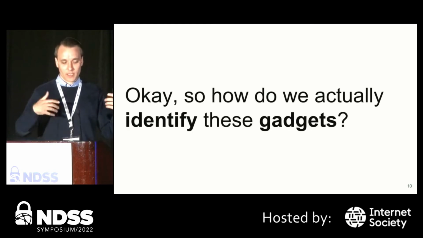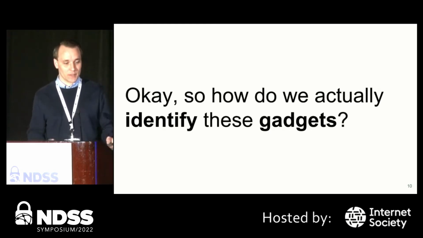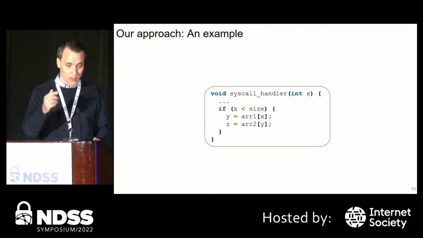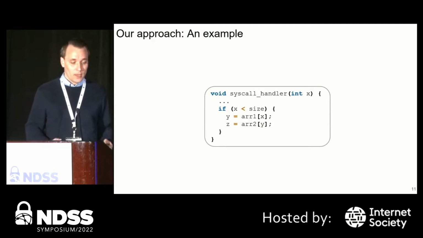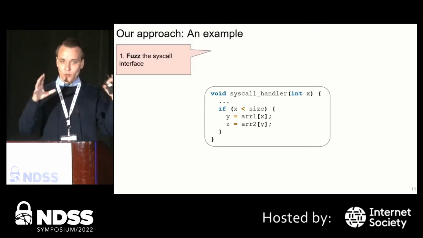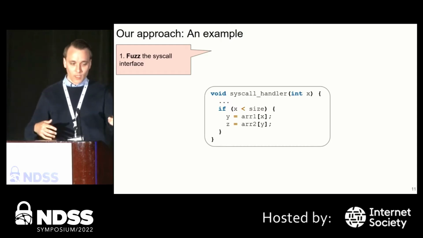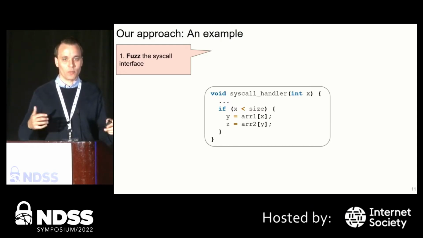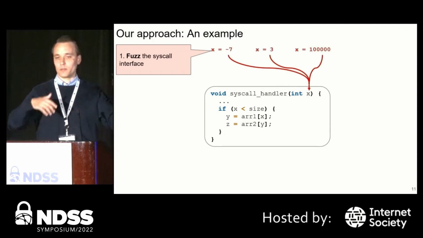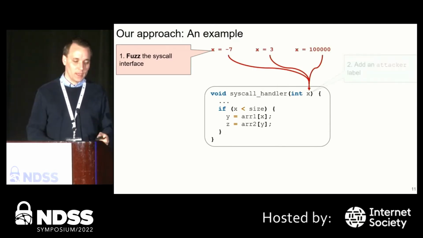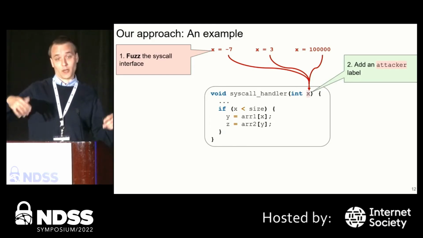And so the next question is, all right, we have these primitives, but how do we actually identify these gadgets? We can walk through this example. Here we have the same gadget we saw before, except it's in a syscall handler. The first step that we do here is some dynamic analysis. We actually run the kernel. In this case, we fuzz the syscall interface to model the coverage of a user space attacker. We run a bunch of syscalls with a bunch of inputs, and then we use dynamic taint analysis, so we add an attacker label to attacker-controllable data.